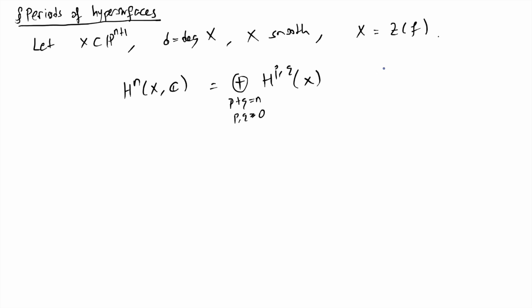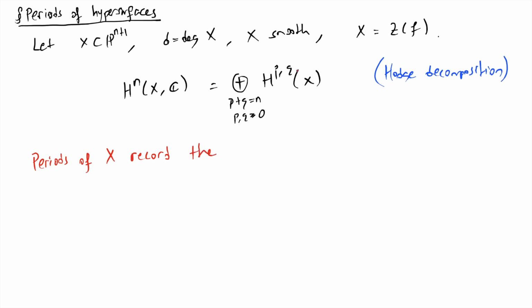Let me remind you that I'm talking about the Hodge decomposition. And when we talk about periods, really what we talk about is this decomposition. So let me say it in this informal way first, so that the periods of x record the Hodge decomposition, or the pieces of these subspaces inside of the cohomology. And you would like to record this decomposition with respect to the integral structure.